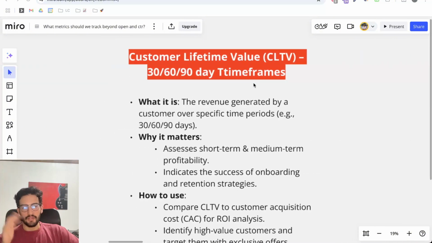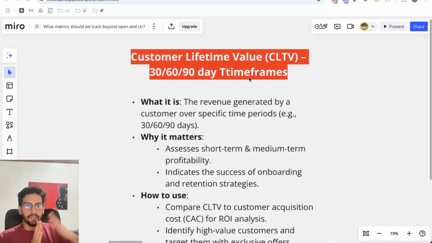Next, we've got the LTV in 30, 60, and 90-day timeframes. That's the revenue generated by a customer over a specific time period, which could be 30, 60, or 90 days. I highly recommend you track those three. Why it matters? It assesses short-term and medium-term profitability, especially medium-term if it is 90 days. That can be considered short-term as well, but just for the sake of this video, let's consider it medium-term. It indicates the success of onboarding and retention strategies.